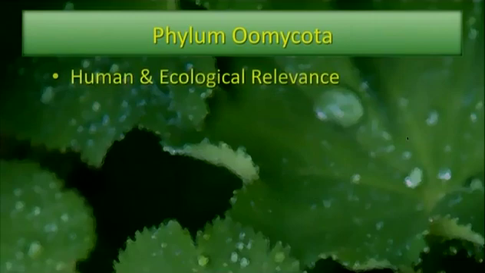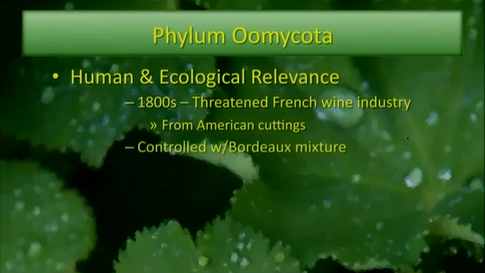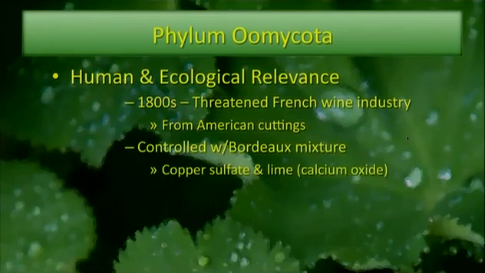In the 1800s, these oomycetes threatened the French wine industry. Some American vine cuttings shipped to France were infected with these oomycetes. They found that they could control it with something called Bordeaux mixture, which is copper sulfate and lime mixed together. It's the first known agent knowingly used as a fungicide.